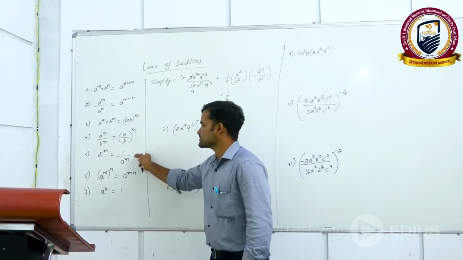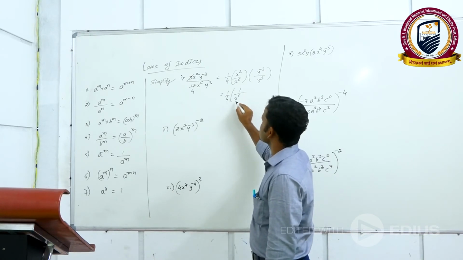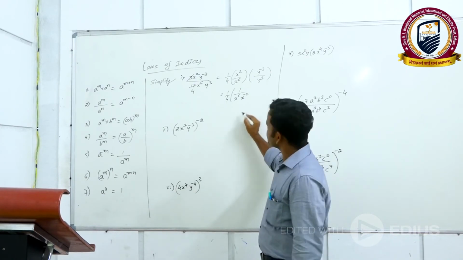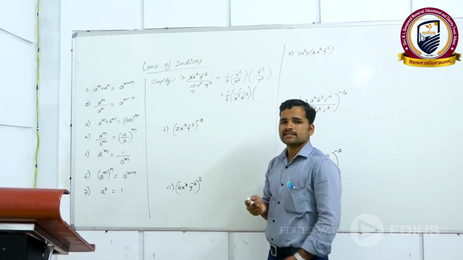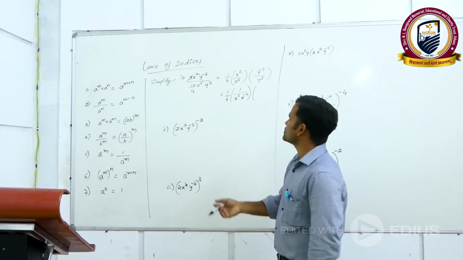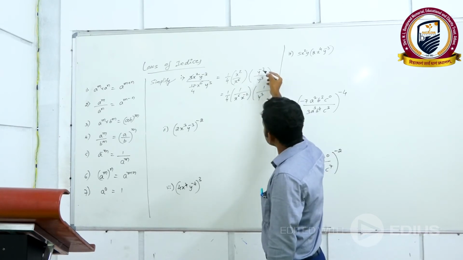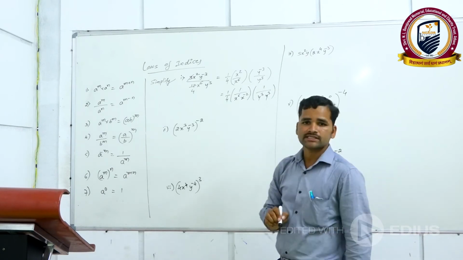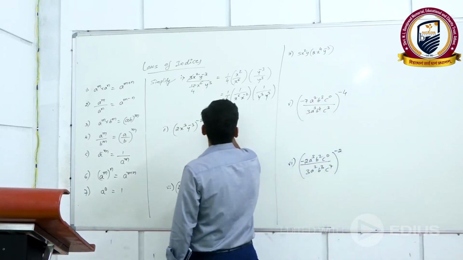Means according to this fifth rule, we have 1 by x raised to 6 as it is, multiplied with x raised to minus 2. Okay, then the numerator y raised to minus 3 is there, that term also you take to the denominator, that is 1 by y raised to 3 as it is. This numerator also we are taking to the denominator, means the sign of index changes, that minus 3 becomes a plus 3. So what is the answer here?